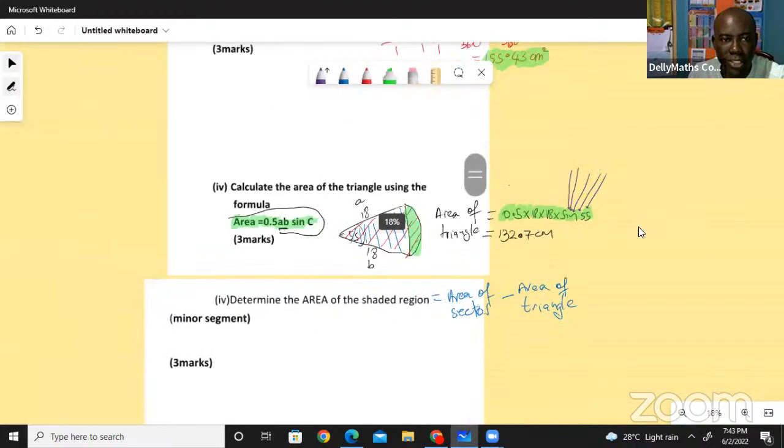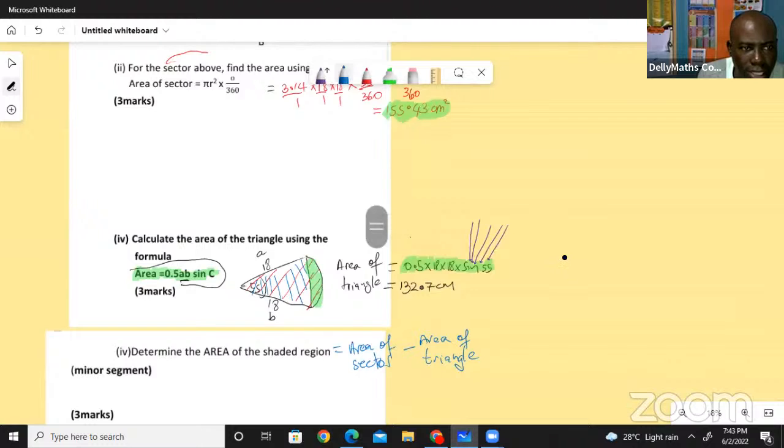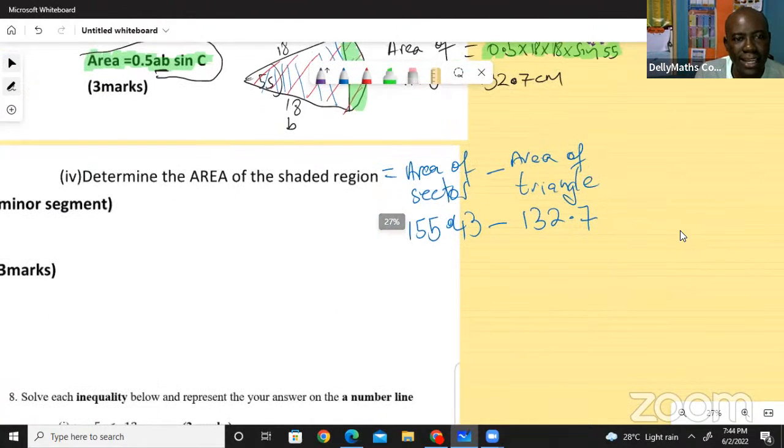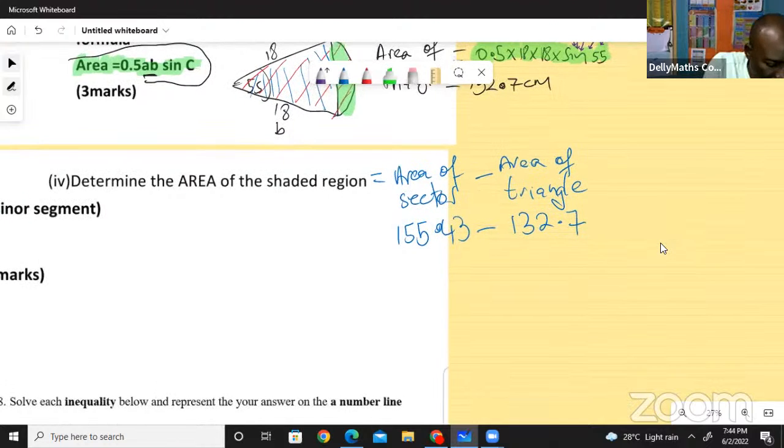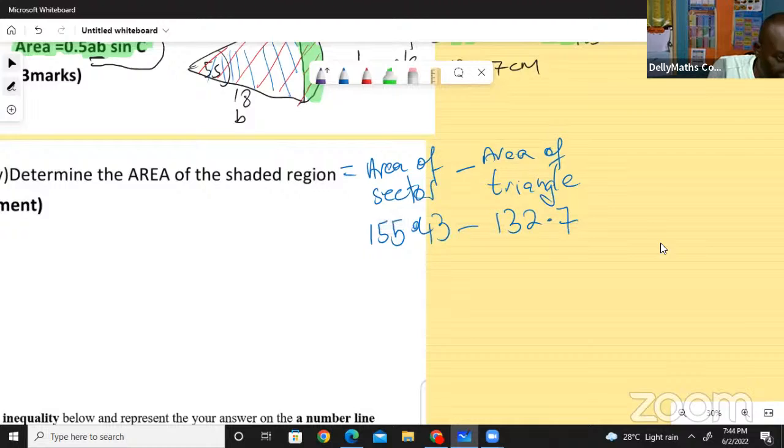Here are the numbers. Let me minimize so we could see the numbers. I'm going to write the numbers and then blow up the screen. The area of the sector was 155.43 and the area of the triangle is 132.7. Let me blow it up again. See it there? That is exactly what you're dealing with. So we're saying now 155.43 minus 132.7, and that is going to give you 22.73. And it is an area, so you put back your same square. This is how you'll find the shaded area.